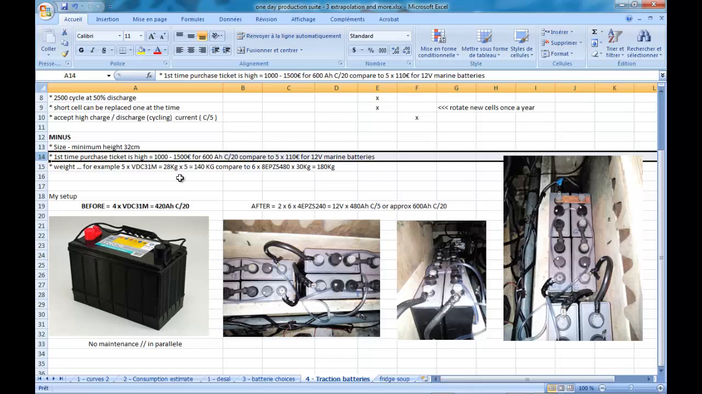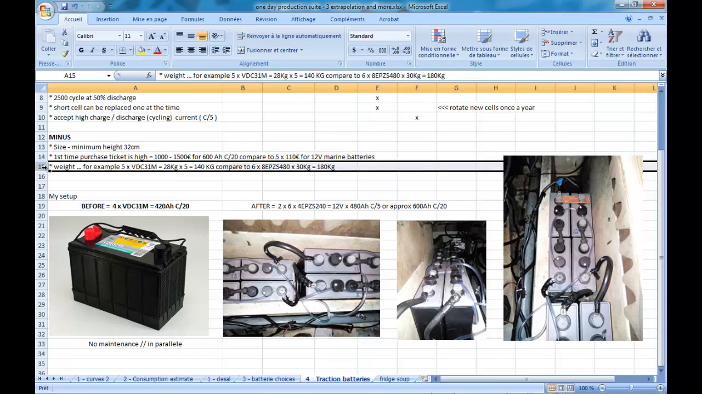Now one of the reasons they are so good is because they have much more lead in them. Now lead is heavy, so if you are weight conscious on your boat because you like to go fast, I'll give you a little comparison. I had 4 of those, and they were like 28 kg each. And these, the ones I put on my boat, are about 180 kg. So that makes quite a difference.